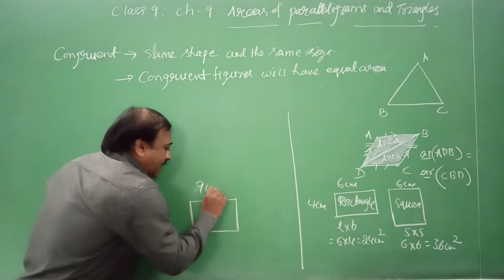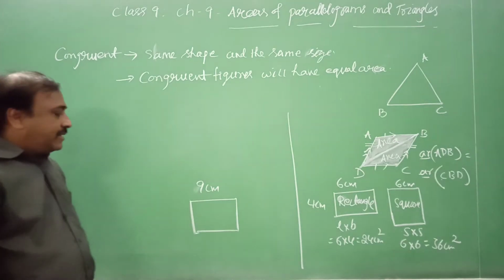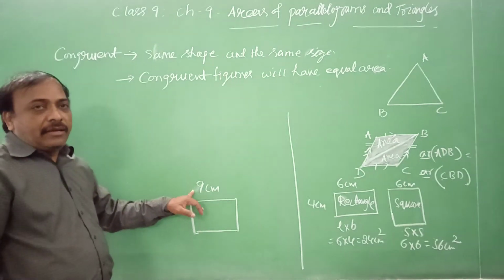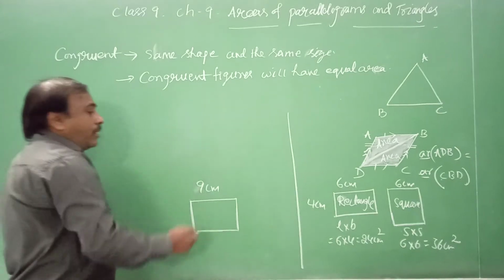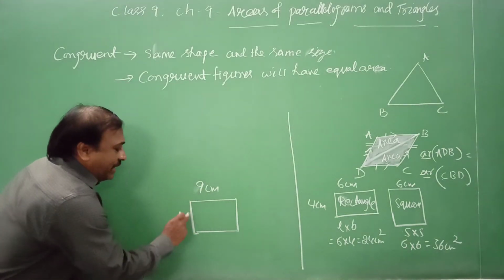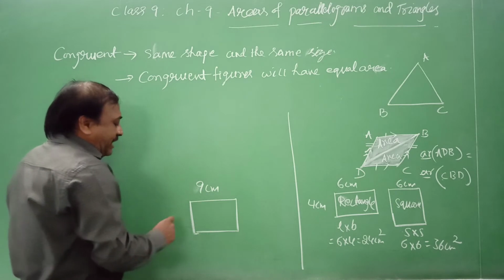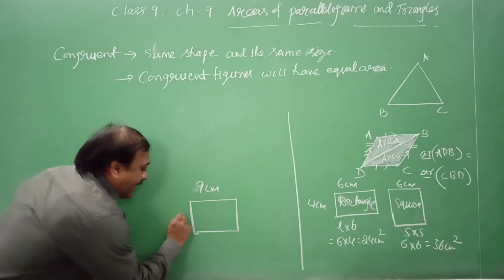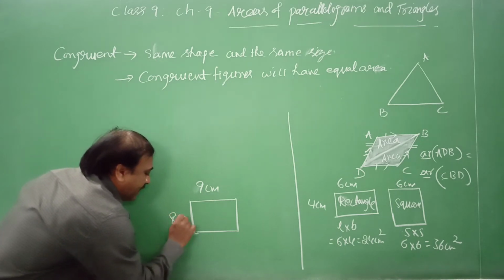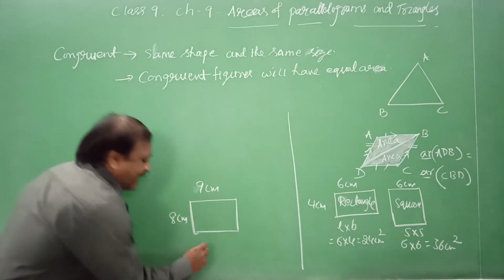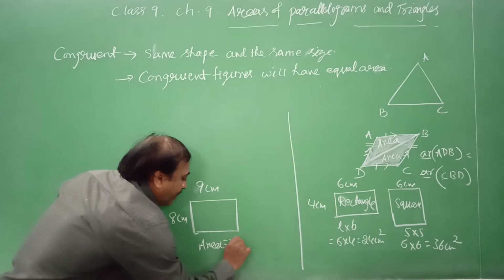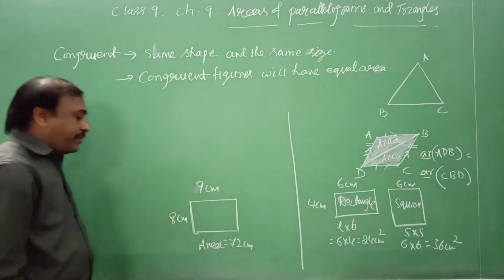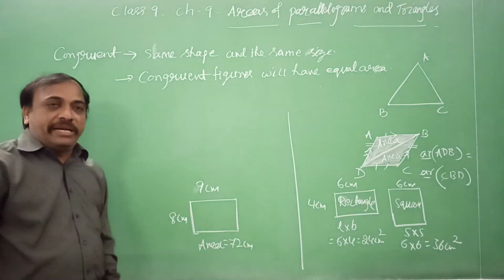9 centimeters is the length and 8 centimeters is the breadth. If you multiply 9 by 8 centimeters, the area is equal to 72 centimeters squared.